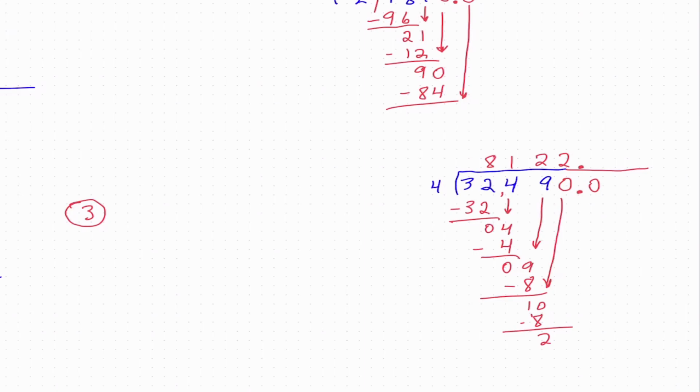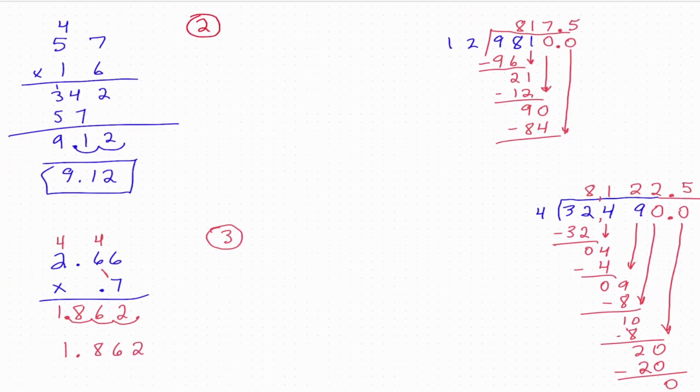We don't want remainders anymore, so we're going to add a 0 and drop it down. And how many times can 4 go into 20? 4 times 5 is 20. And that will give us 0. So our answer would be 8,122.5.